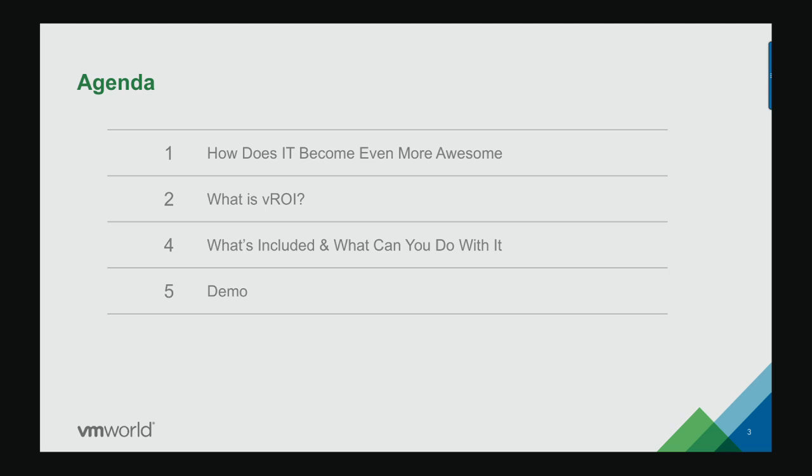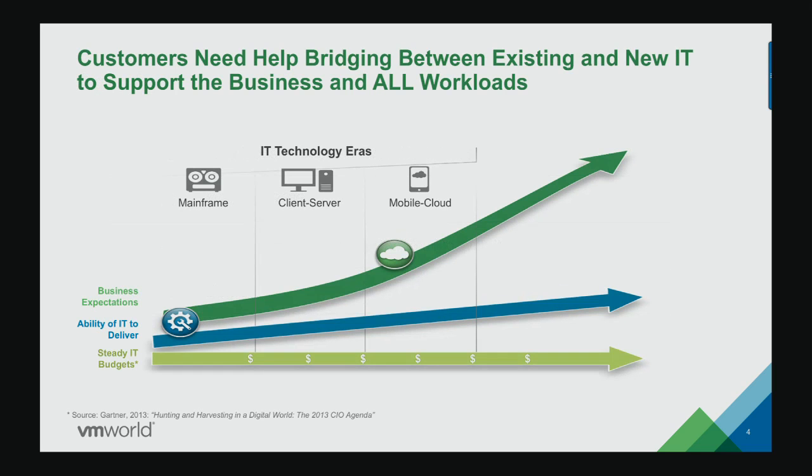A quick structure of what the agenda is going to look like. We'll start with, we all know IT is awesome. We're now trying to figure out how IT can become even more awesome. We'll get into what is vROI. They will talk about what exactly are the capabilities and features and what can you do with it. We'll get into the demo that we've been trying to set that whole environment up, and then we'll finish with some next steps.